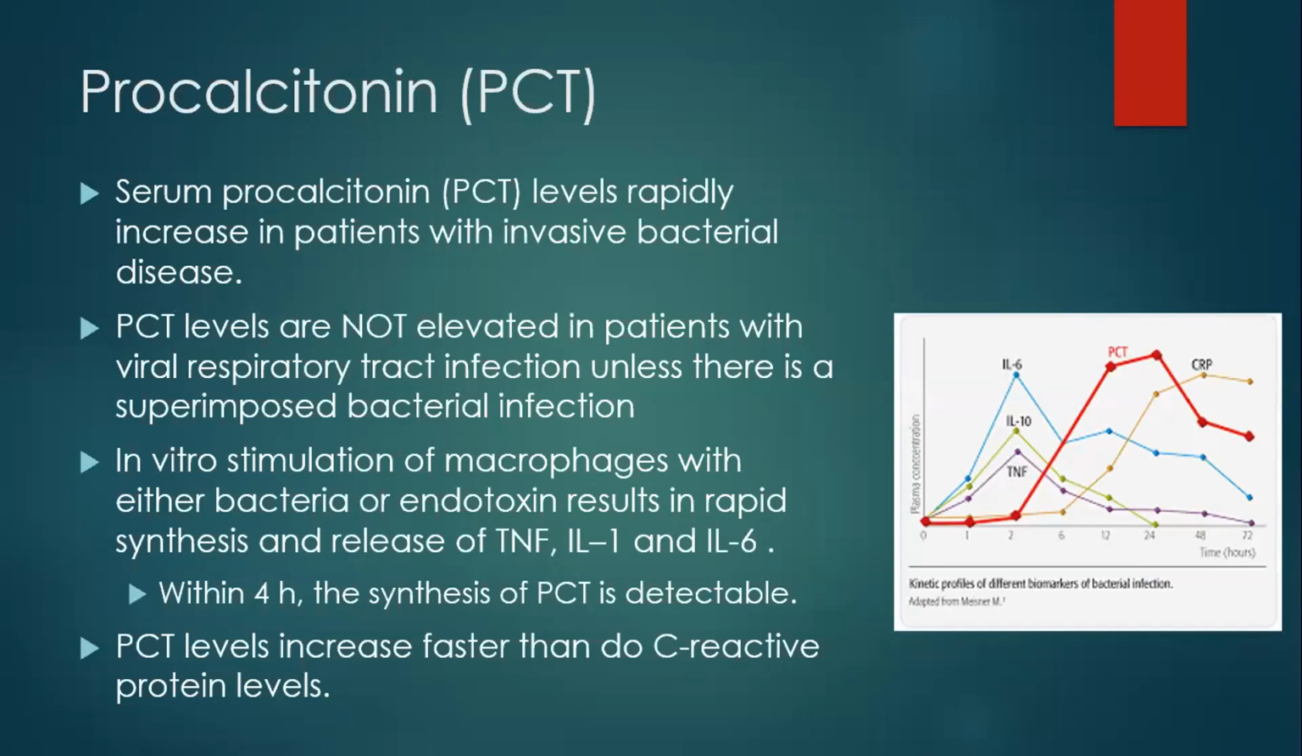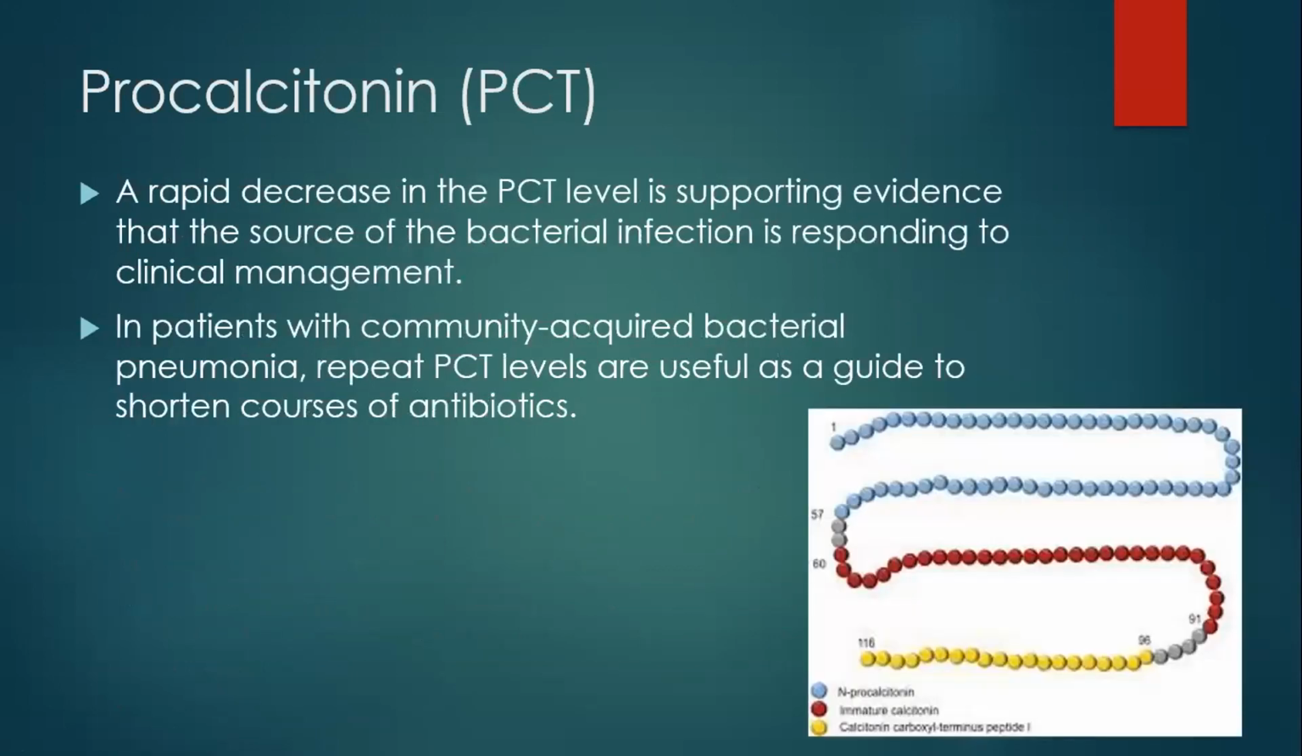And as Sarah mentioned, it's a very rapidly responding biomarker, much faster than CRP, because it's responding to the initial IL-6 and tumor necrosis factor that is released on bacterial infections. As you can see in this slide, coming up a little bit earlier than CRP in your particular patient group. But where it is very useful is that rapid decrease that can be seen when your patient is responding to the appropriate antibiotics. And it is a very, very useful guide for shortening courses of antibiotics.